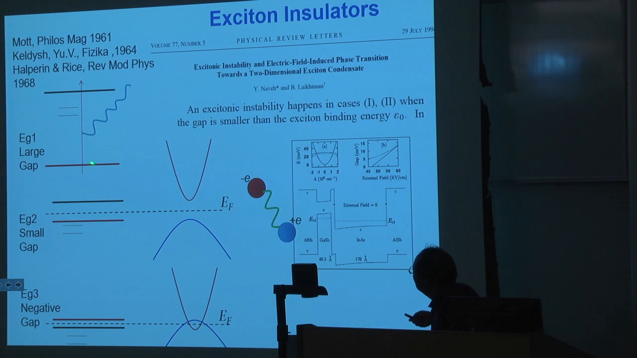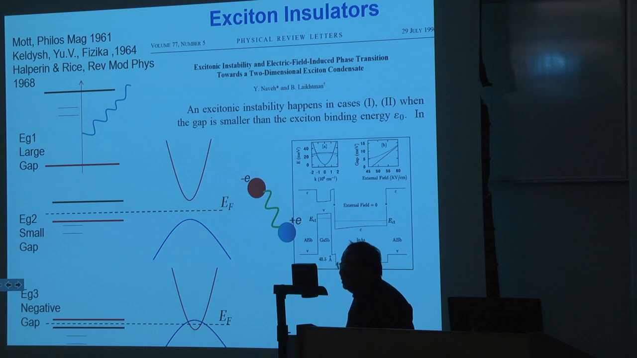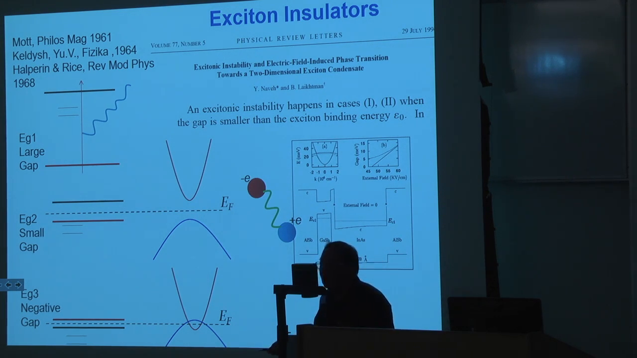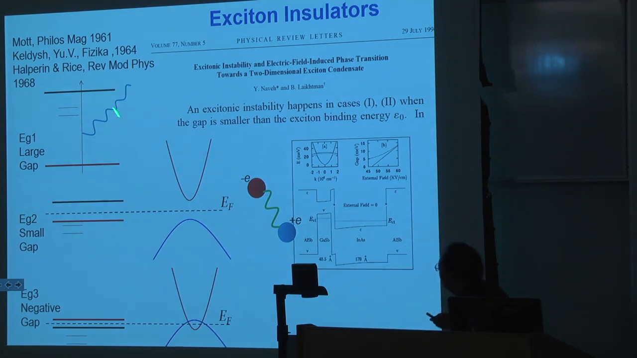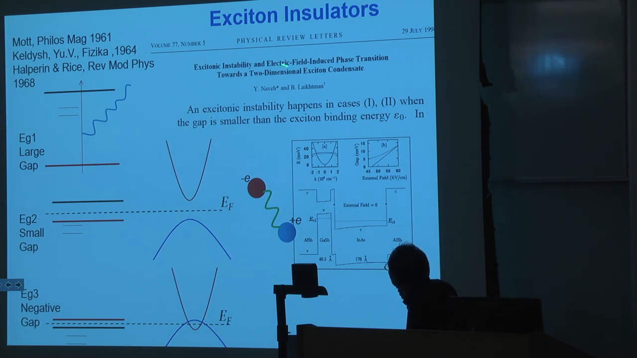Now, if you make the semiconductor gap smaller, as small as to reach this point, then you can see this pumping is not needed, because the electron and hole form a bound state to save energy without any pumping. So the only requirement is that you make this energy small enough compared to the bonding energy. Therefore, you can have an instability to an excitonic insulator.